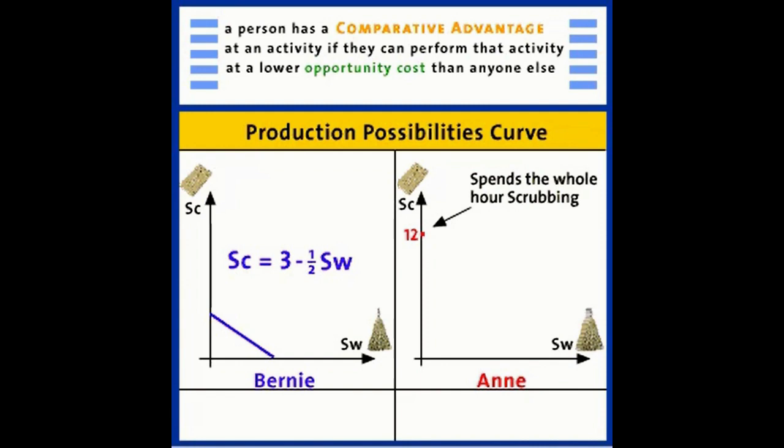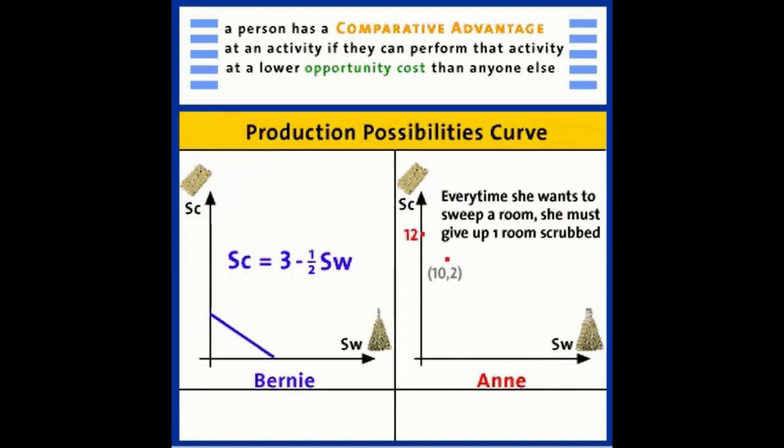Every time Anne decides that she wants to sweep an extra room, she loses a room worth of scrubbing, until finally we get down to this horizontal axis where she's sweeping 12 rooms and scrubbing 0 rooms. Notice we can connect the dots here to find Anne's production possibilities frontier. So let's connect the dots.